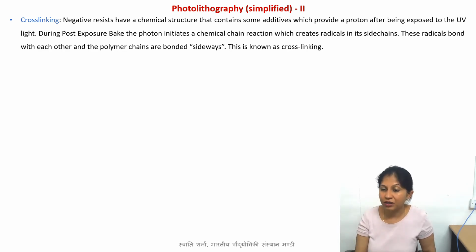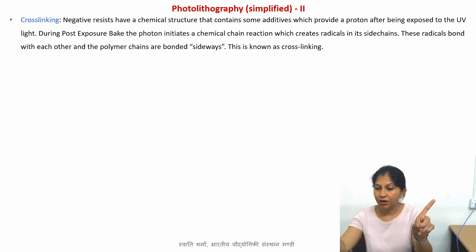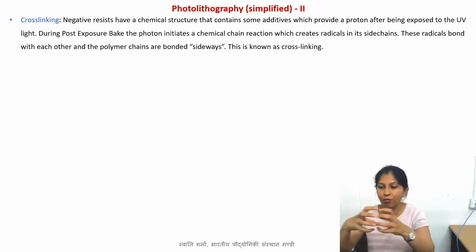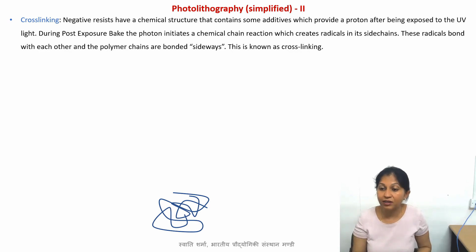So they have this epoxy bond which is broken by the proton, and now when the epoxy bond is open, you have two dangling bonds or two free electrons which can further bond with another epoxy which is broken. So you have radicals and they then bond with each other. So your polymer basically looks like this.